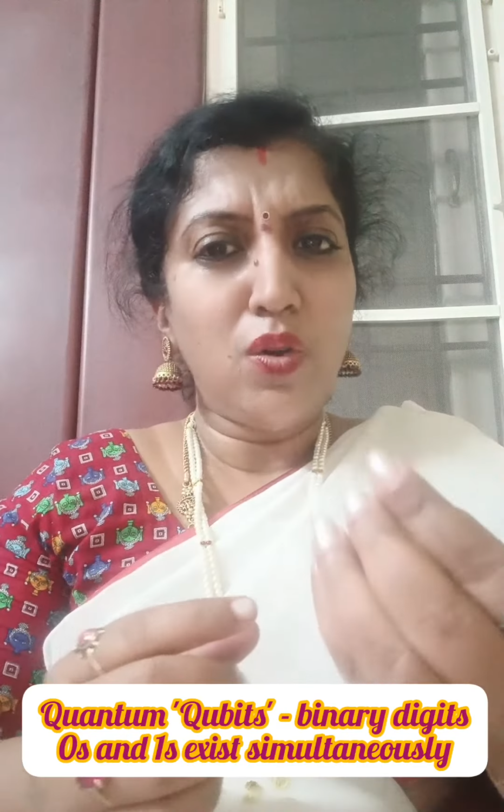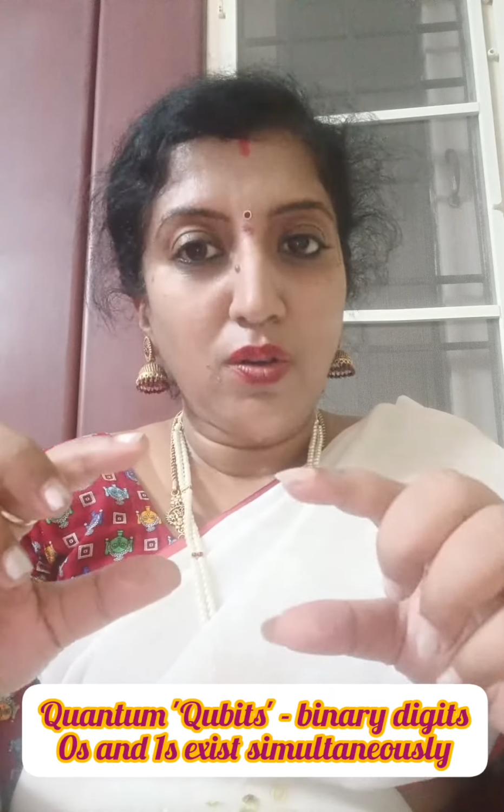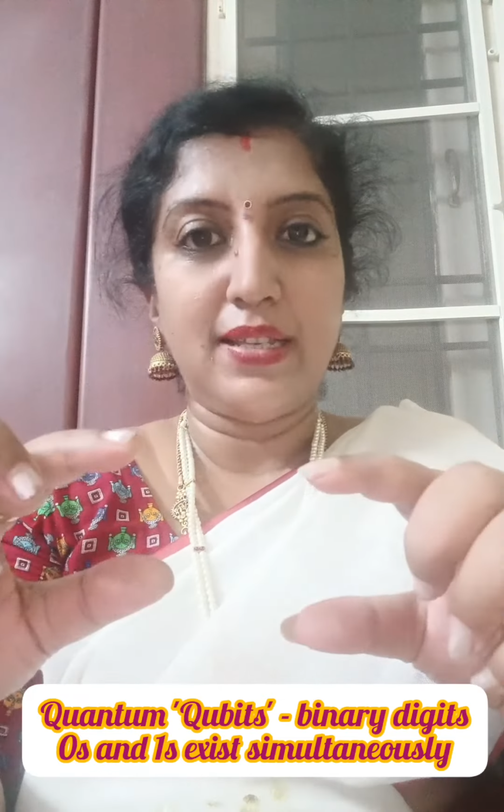In my next videos, we'll talk about something called the quantum qubit, because quantum computers are using this qubit. We know what a binary digit is, a 0 and a 1. We know a 0 will exist or a 1 will exist. But a qubit is the superposition of these two states. It says that 0 and 1 will exist parallelly and simultaneously. This is the beauty of quantum mechanics.